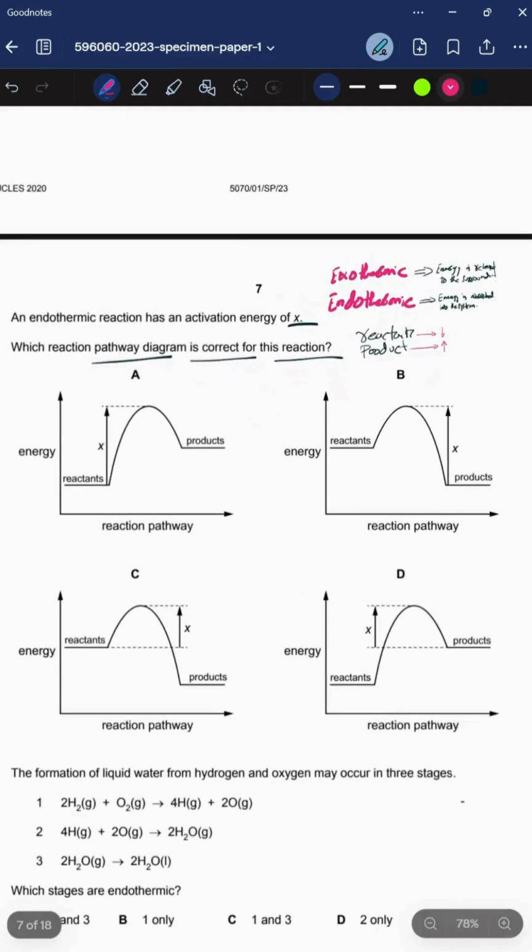So clearly from these given options, first I need to filter out which option is saying that product is having higher energy than the reactants. First option is option A, and we got option D. So we clearly eliminate option B and C, right?